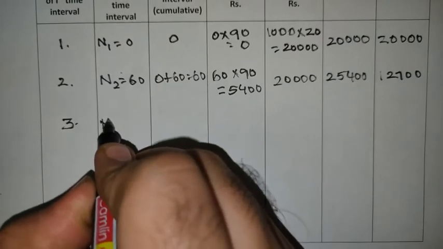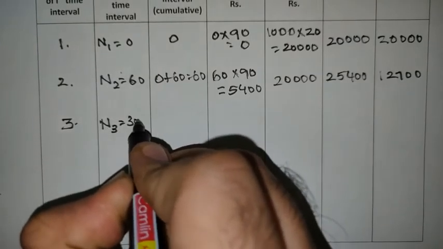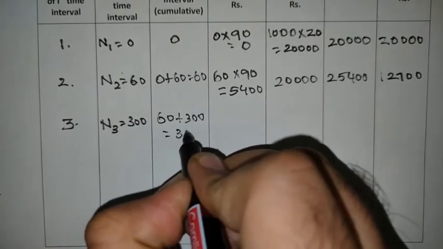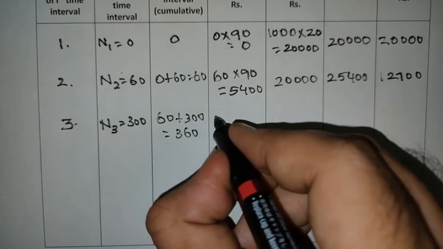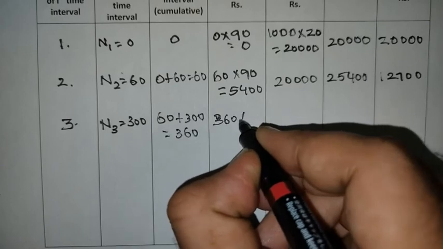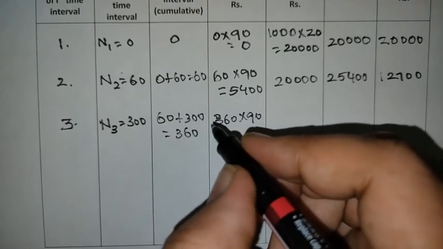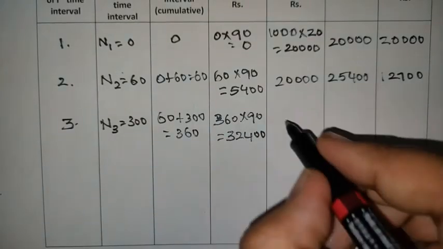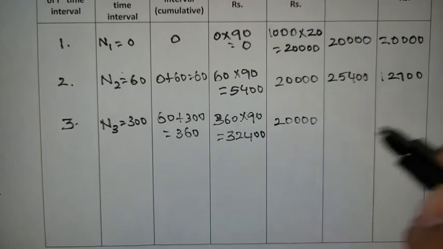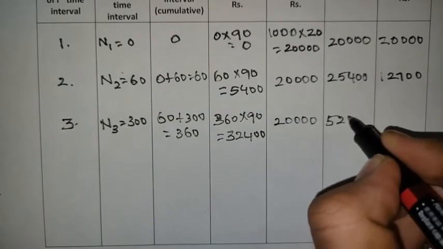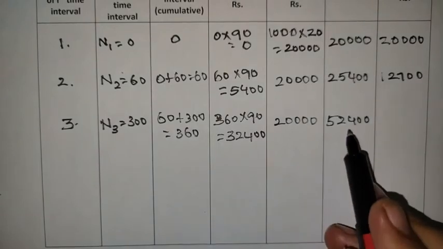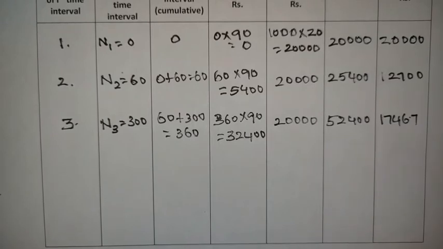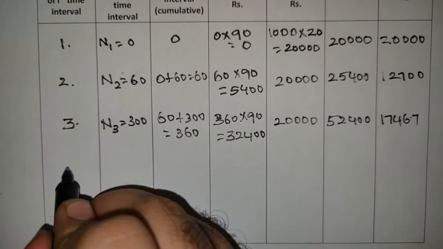Next, let us calculate this for the third month. Only in the third month, how many items are failing? That is 300. Up to the third month means 60 plus 300, that is 360. The cost of individual replacement is 360 into 90, which is 32,400, and the group replacement is 20,000. Total cost is 52,400. Average cost is 52,400 by 3, we get 17,467.